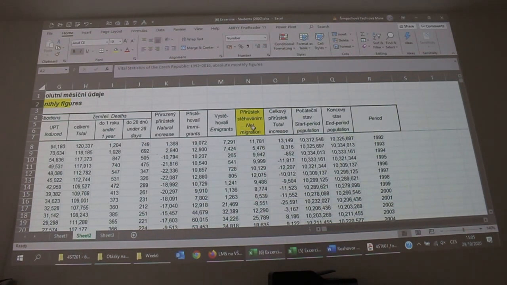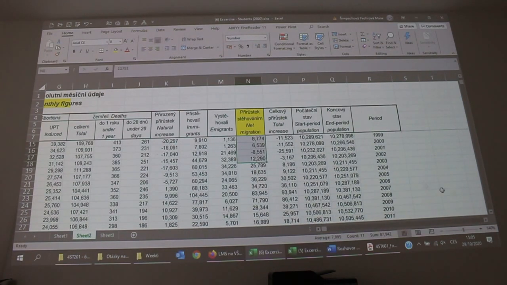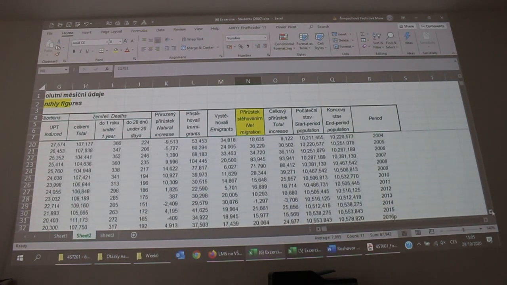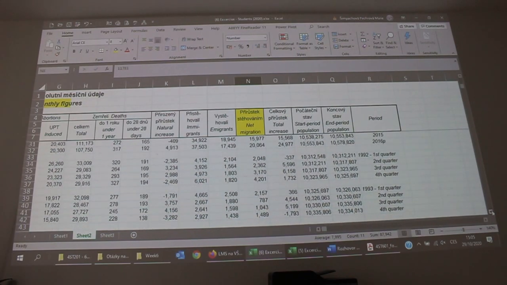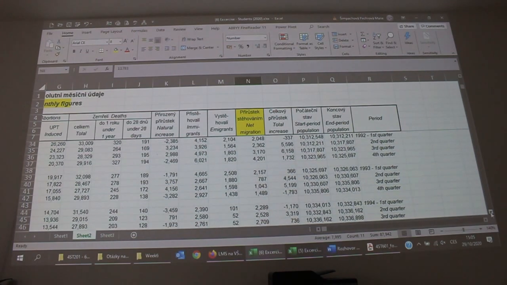Net migration is this column, and we can scroll down because you can see that from the beginning we are starting with annual information, annual numbers. If you scroll down, you can see that the period is published, transformed to quarters.